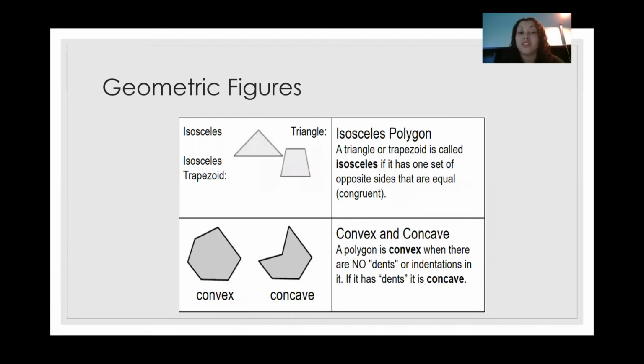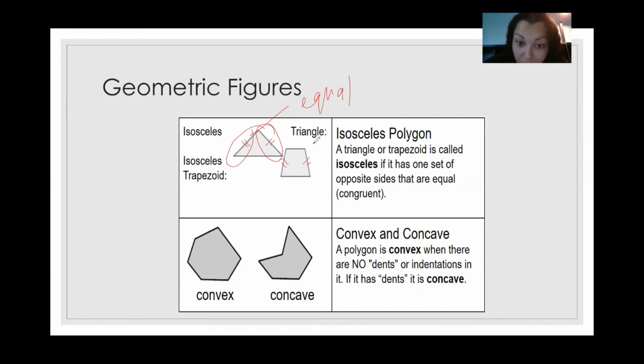So then we have an isosceles polygon. A triangle or trapezoid is called isosceles if it has one set of opposite sides that are equal. Again, equal meaning congruent. So if you can see, these 2 sides of the triangle are equal. And a lot of times we just show that by drawing 2 small lines that indicates that they are congruent. Same with this trapezoid. These 2 sides are congruent to each other. They are the same length.